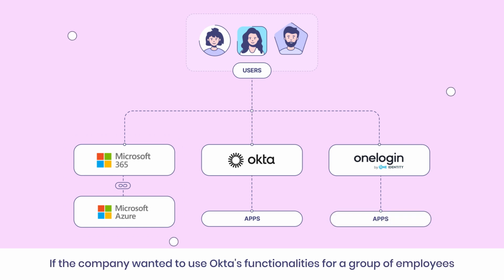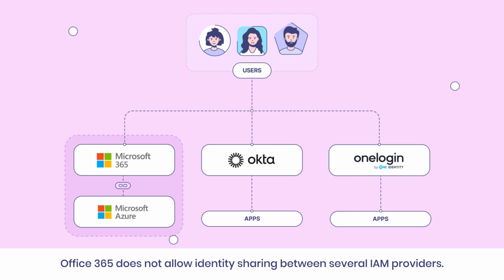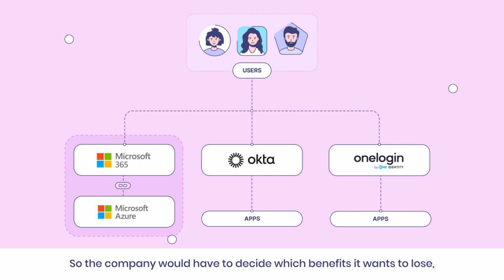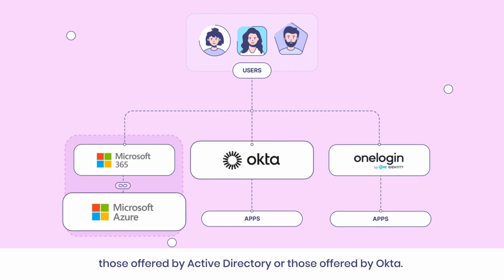If the company wanted to use Okta's functionalities for a group of employees using Office 365, it would have to perform a complete migration. Office 365 does not allow identity sharing between several IAM providers, so the company would have to decide which benefits it wants to lose, those offered by Active Directory or those offered by Okta.